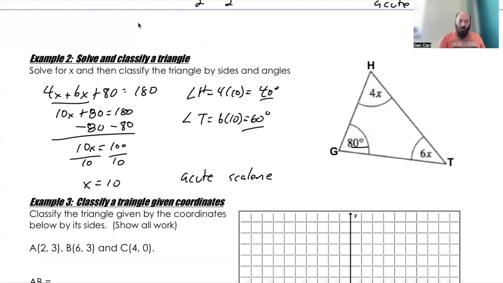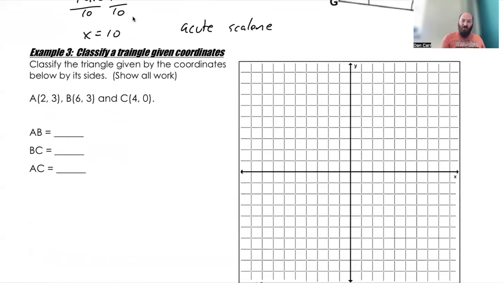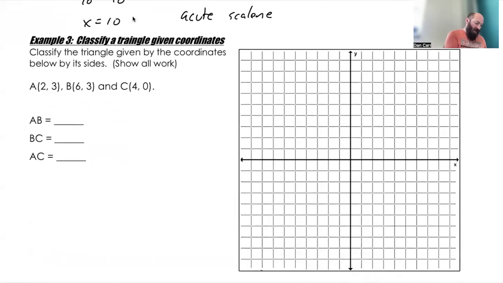Okay, last one we're going to go over together. Let's put this on a coordinate grid. So classify the triangle by its sides. We have A is at 2, 3. Here's point A. B is at 6, 3. So 1, 2, 3, 4, 5, 6. C is at 4, 0, right here. So here's my triangle. Almost looks like it might be equilateral, but we have to confirm that to be on the safe side.